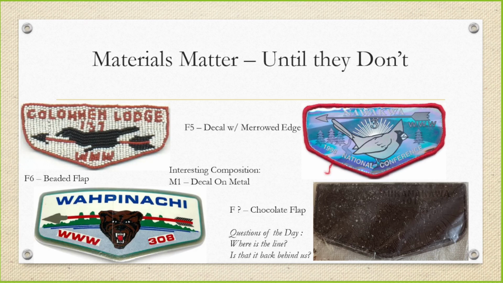Now, I do think there is a minimum requirement to what you list things as. I've seen two of these. This one's from Lodge 101, and I'm sorry it's not a better picture. But it is the chocolate flap from Mikanakwa 101. So I guess the question of the day on some of this is, where is the line?